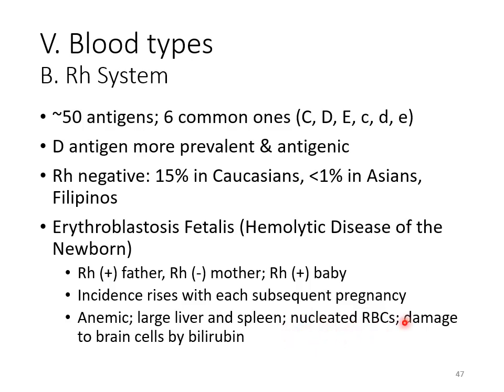And when you destroy RBCs, remember, you're also producing bilirubin as a byproduct. So if you have too much bilirubin, that may also deposit in the brain and cause damage to the brain. And if the symptoms are severe, or if the immune response is severe, it may even cause intrauterine death. So death while the baby is in the womb.